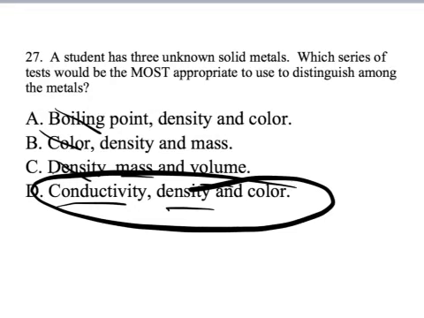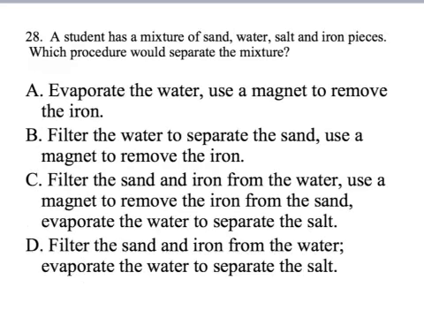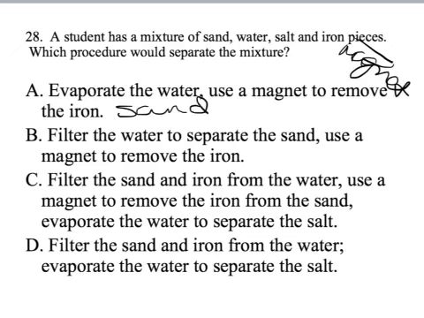A student has a mixture of sand, water, salt, and iron pieces. Which procedure would separate the mixture? Okay, we have this. We have a magnet. We can separate, so evaporate the water, use a magnet to remove the iron. No sand. What happened to the sand? So this isn't good. Filter the water to separate the sand. Use a magnet to remove the iron. That's good, but it's not, because what about the water and the salt?